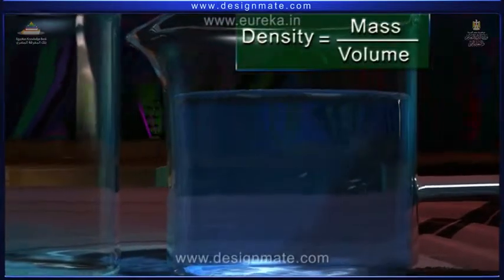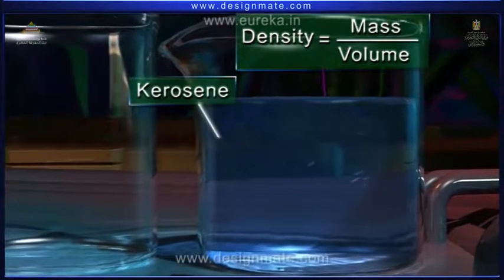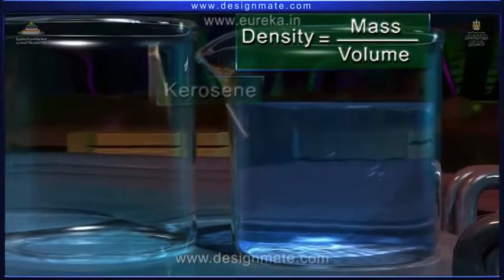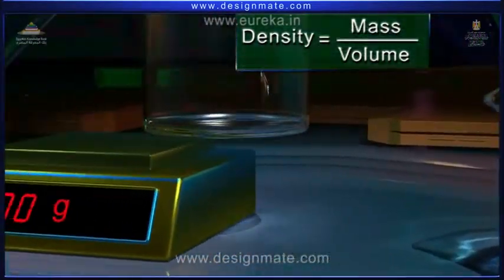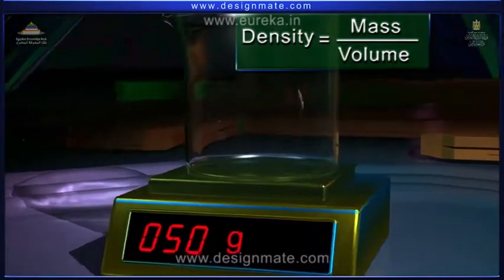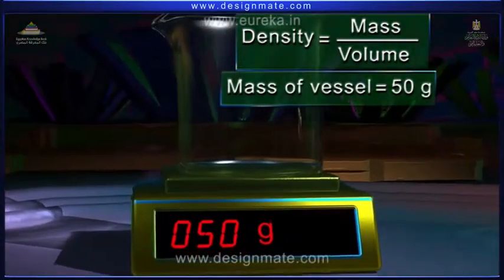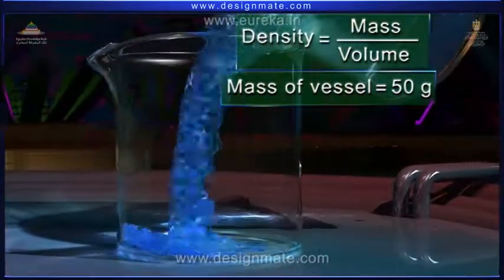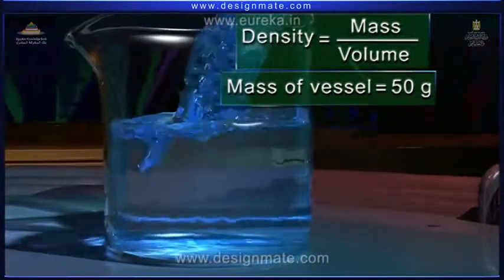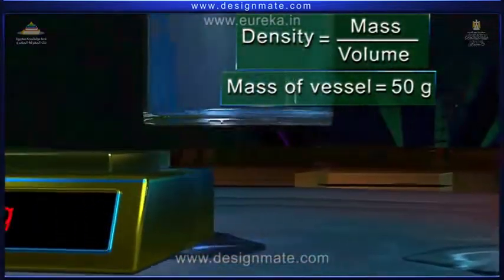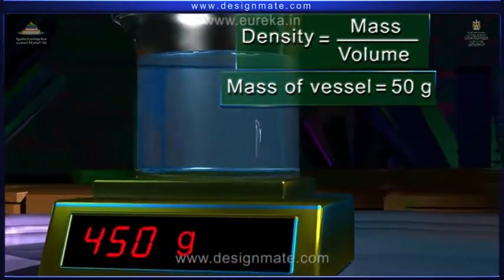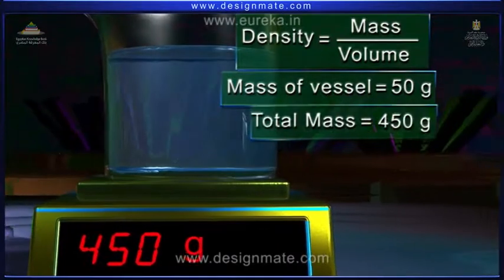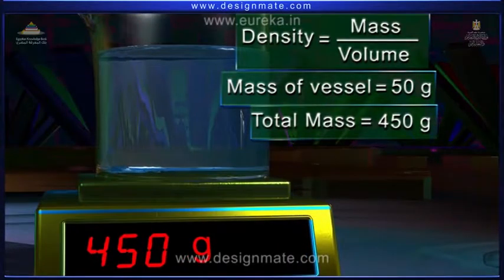The density of liquids can also be found. Consider a liquid like kerosene. First, take the mass of the vessel without the liquid, which comes to about 50 grams. Now take the total mass, that is 450 grams. Finally, subtract the mass of the vessel from the total mass.